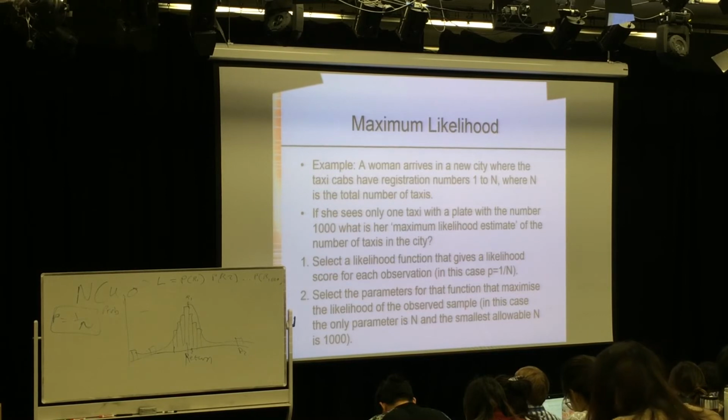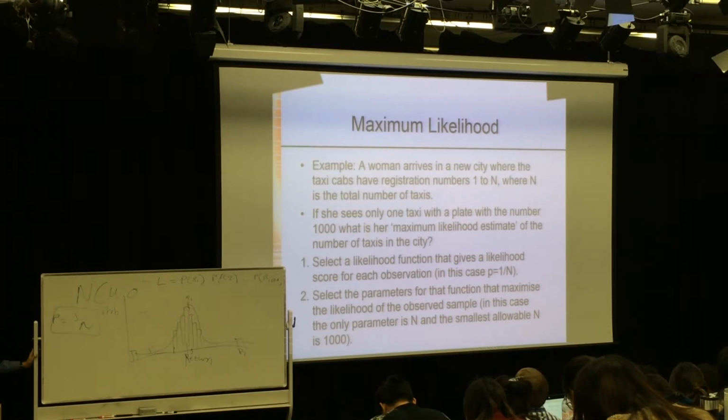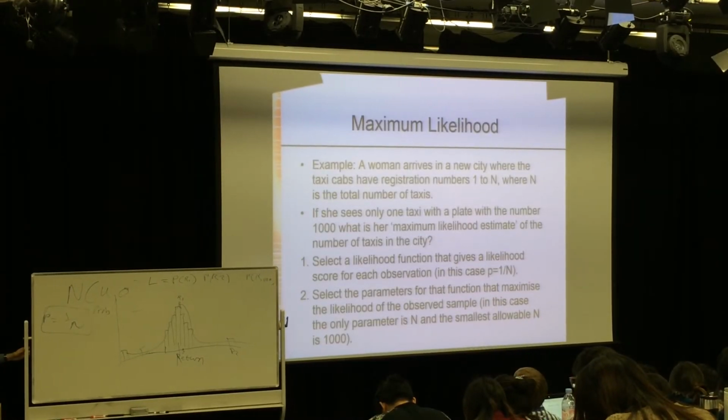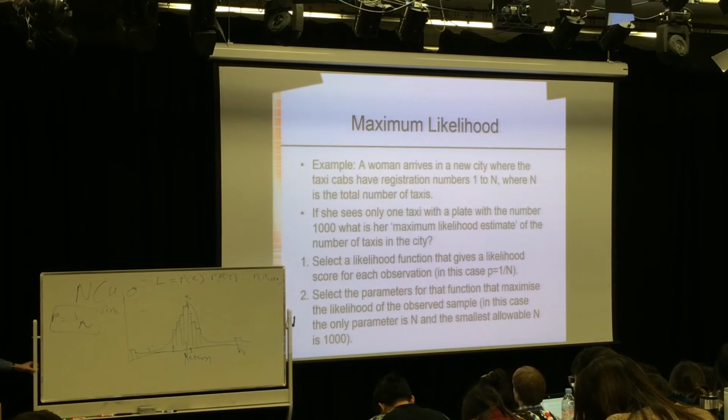Okay. So I asked this question last year, and people gave me some really random answers as to how to maximize the likelihood in this case.